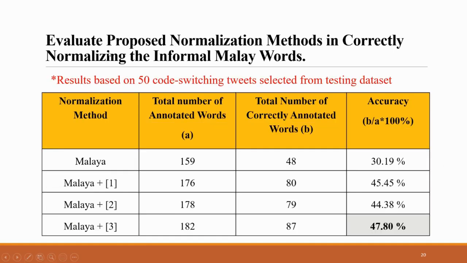Next, this experiment evaluates proposed normalization methods in correctly normalizing the informal Malay words. The evaluation is performed based on the 50 code switching tweets that were randomly selected from our testing dataset. Here, the number of annotated words refers to the number of TT, TF, and FT, whereas the number of correctly annotated words refers to the number of TT. From the result, we can see that Malaya plus 3, which is the combination of all the three lexicons, achieved the highest accuracy, 47.8%, in correctly normalizing the informal Malay words in the new code switching tweets.